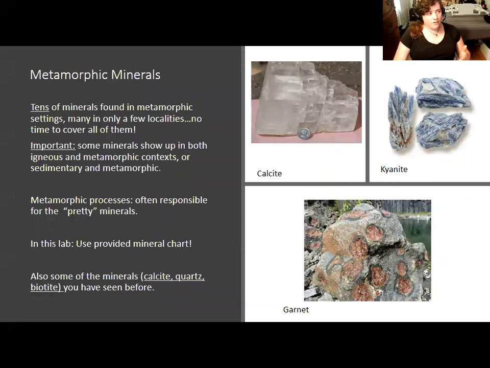And some of the minerals that you see in metamorphic rocks, like calcite, biotite, and orthoclase feldspar, also occur in igneous and sedimentary contexts, so you've seen them before. But often the pretty rocks that have vibrant green and red and blue colors are metamorphic rocks. So garnet, as well as a blue mineral, kyanite, that you'll look at, and then serpentinite, which is the green mineral that makes up California's state rock, serpentine. Those are all formed from metamorphic processes.